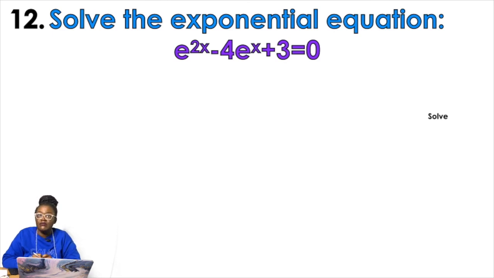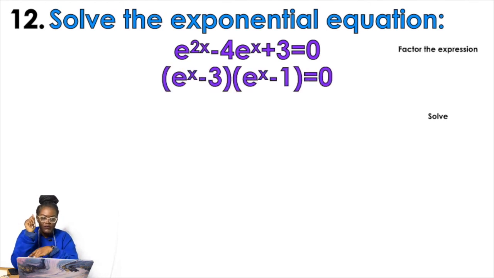This is the hard one, okay? So it's not really that hard though. When you have a problem like this, I have e^(2x) and then I also have negative 4e^x. I can't combine those. They're not like terms, right? Because the exponents are different. When you see this, this is a trinomial. We're going to factor that trinomial, like it was x squared minus x minus 3. Once I factor that, we're going to set each factor equal to 0.